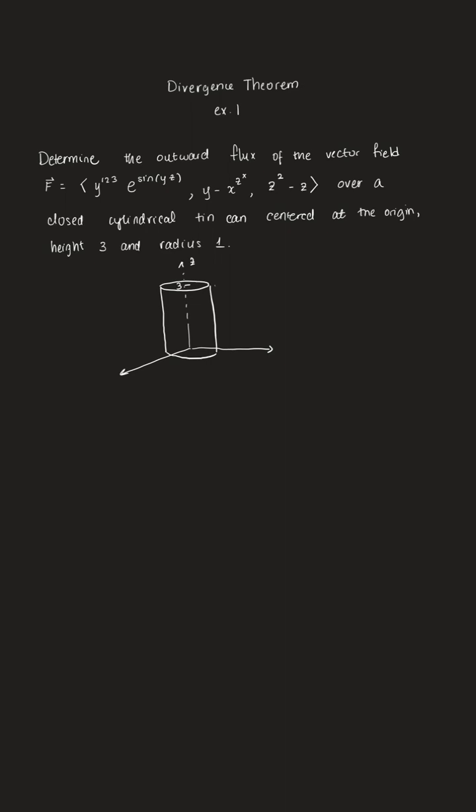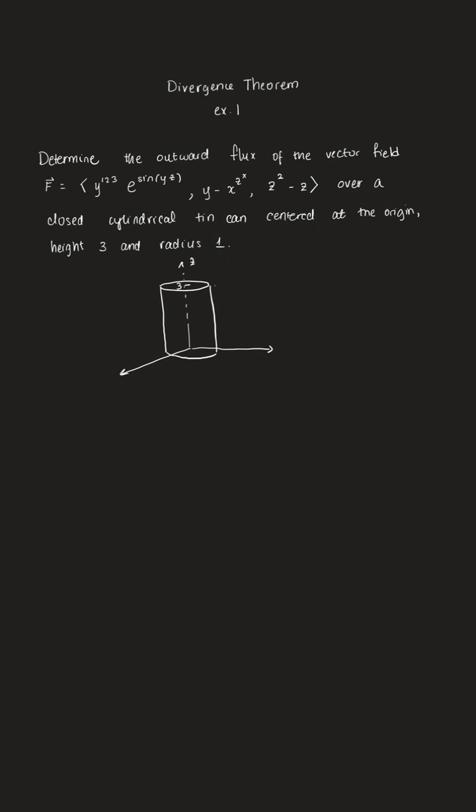Okay, in this example, we want to determine the outward flux of the given vector field over a closed cylindrical tin can that's centered at the origin with height 3 and radius 1. So we can apply the divergence theorem here.